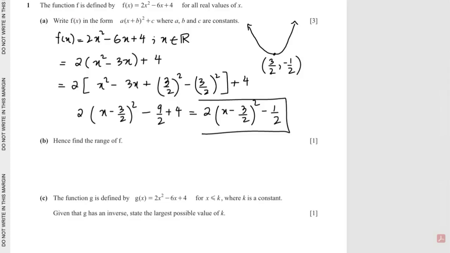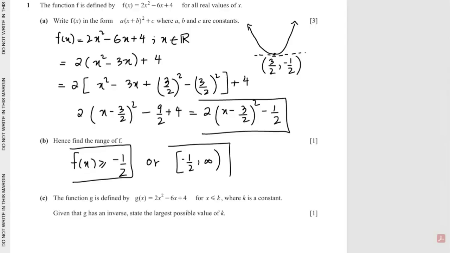To find the range, you need the least possible value of the function. So function's value is its y value. So your function is always going to be above, more than or equal to, a negative 1/2. So that is the range of this function. You can also give your answer as an interval notation, but any one is acceptable. So it's fine, whatever way you want to write it.